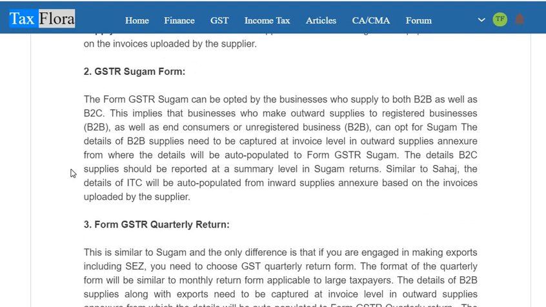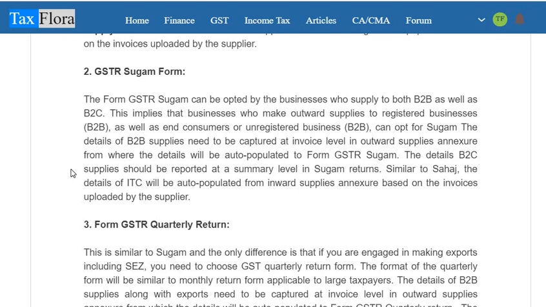GST Sugam form. We already saw what is GST Sahaj form, and GST Sugam form is just in addition to Sahaj form. That means not only B2C supplies, B2B supplies also you have to mention in Sugam form. Suppose you have both B2B supplies and B2C supplies, in such case you have to use GST Sugam form and you have to upload your B2B supplies. That means all the sales you made to registered businesses you have to mention invoice wise in GST Sugam form.